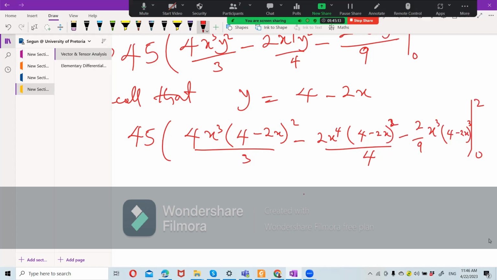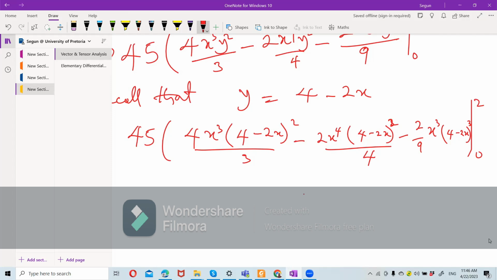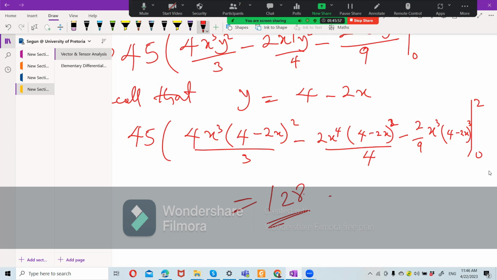So if you compute it very well, anybody please? Any answer? No answer? You are going to get 128. Any question, please? I hope you understand how to compute this.